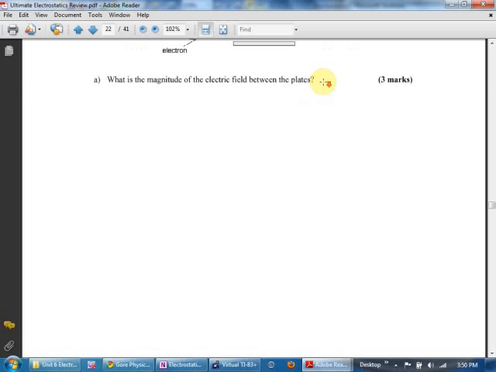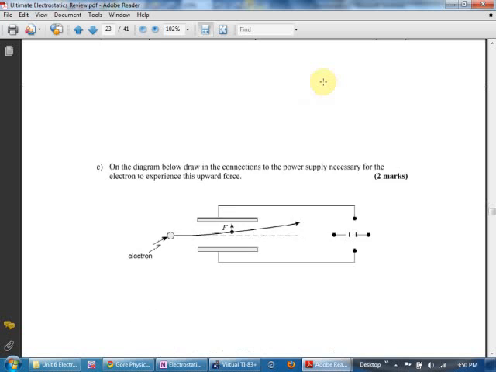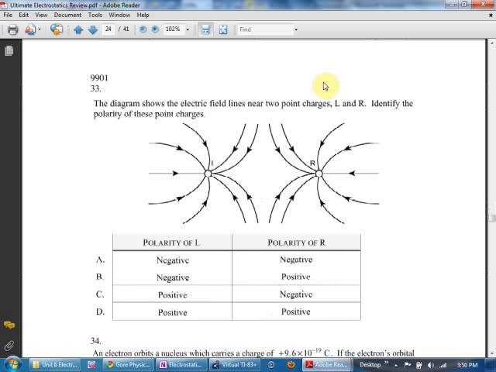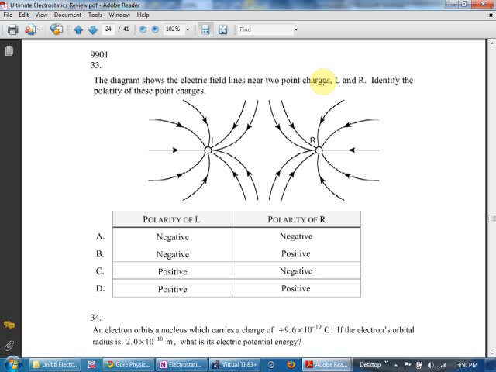Electric field lines, I'm going to give you a diagram, something like this. Okay? It'll be a picture, and I'll ask you to figure out which ones are positive, which ones are negative, and maybe which one's bigger, which one's smaller. How can you figure out which one's bigger, which one's smaller?